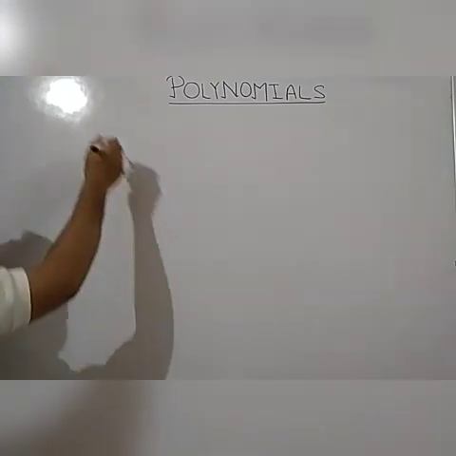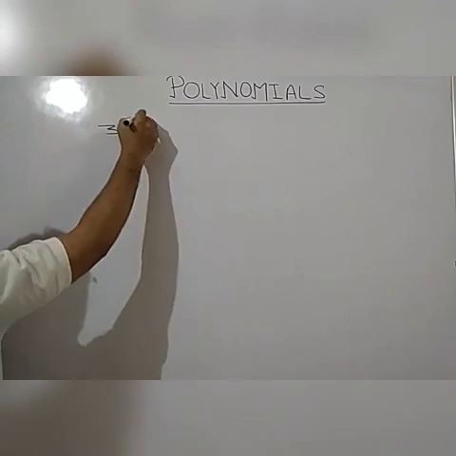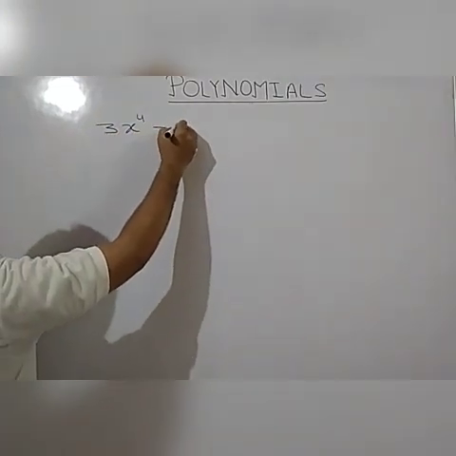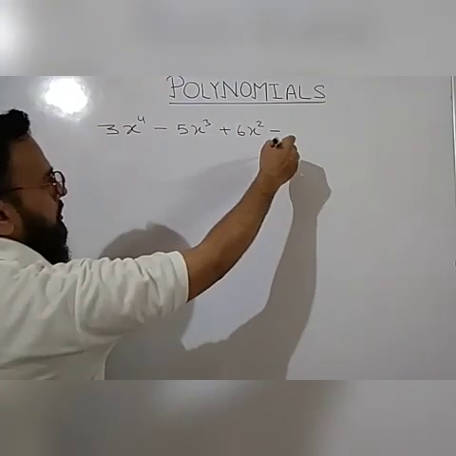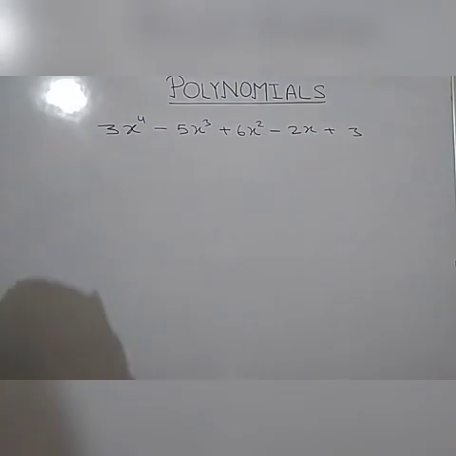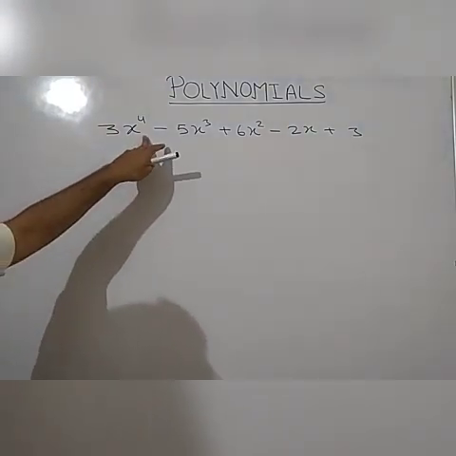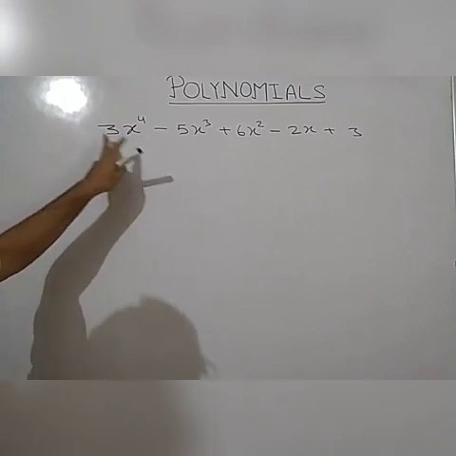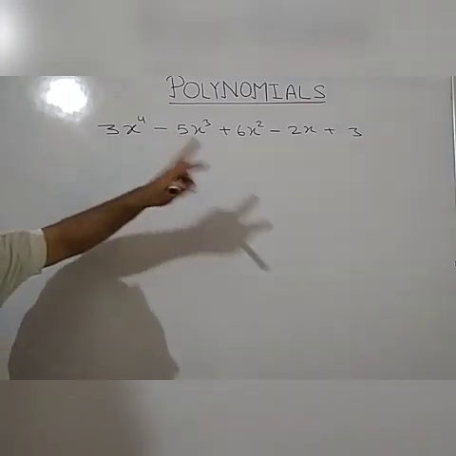Now let us take an example. Suppose we are given a polynomial 3x to the power 4 minus 5x cube plus 6x square minus 2x plus 3. Okay, it is an algebraic expression in terms of powers of a variable. x is a variable and these are all constant terms. So first thing, what we have to check? We have to check whether it is a polynomial or not.